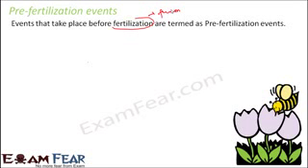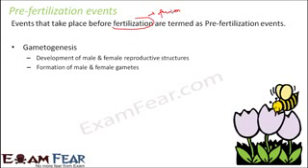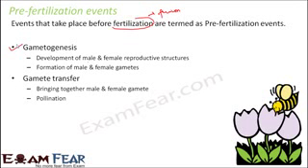Now, before the fusion takes place, there are some preparations which take place. And what are those preparations? First is gametogenesis, that is formation of gametes. The male gamete has to form, the female gamete has to form, only then they will fuse, right? So that is the first thing, gametogenesis. And the next thing that has to happen is gamete transfer.